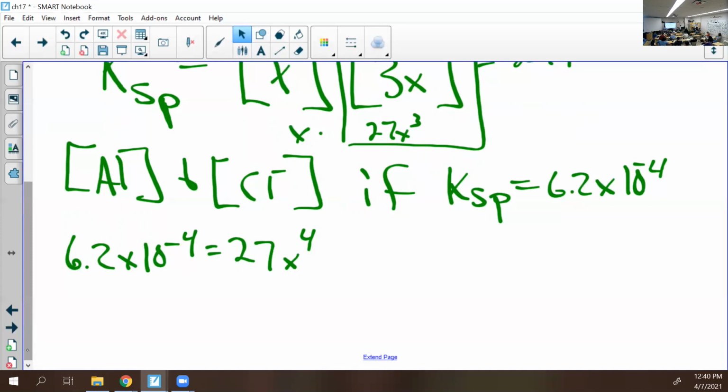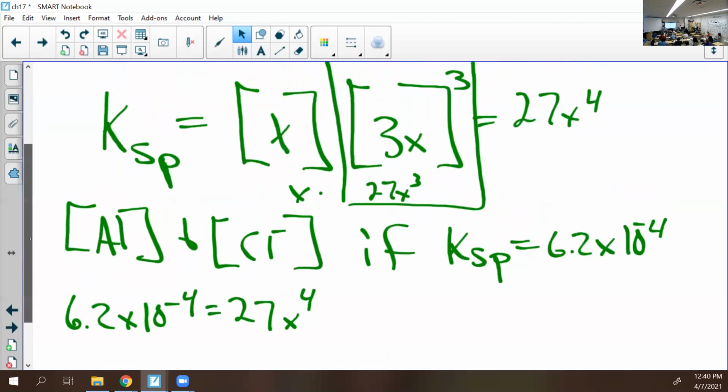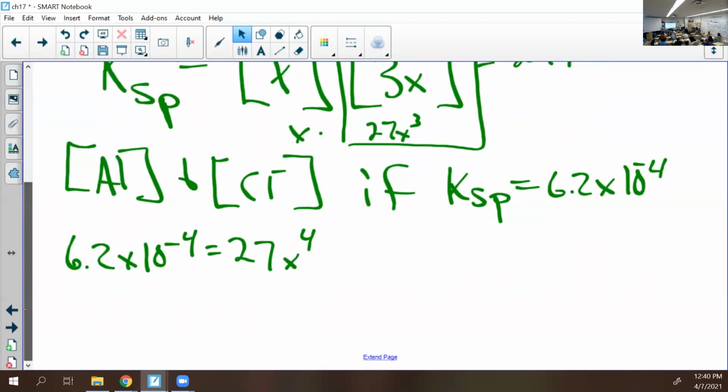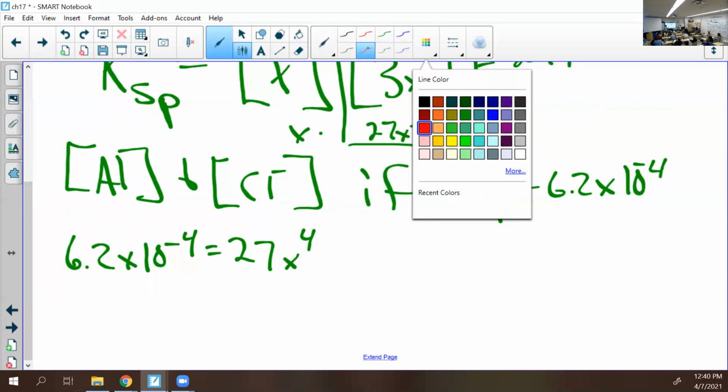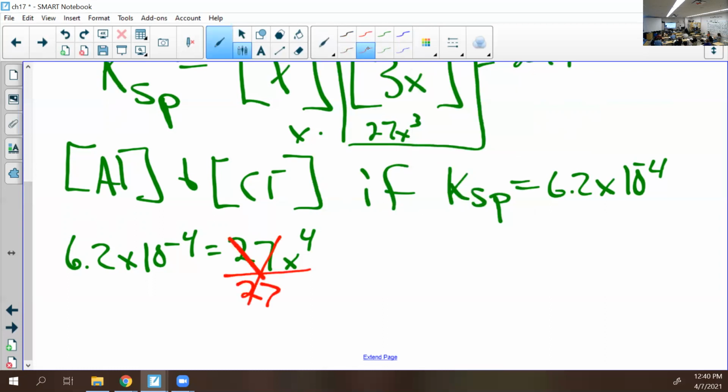What was the number? 27x to the 4th? Divide by 27. You need it for both of them, right? I want both. And this is where kids go wrong again. Okay, here we go. Algebra. We take both sides and divide by 27. Then we take the 4th root of that.